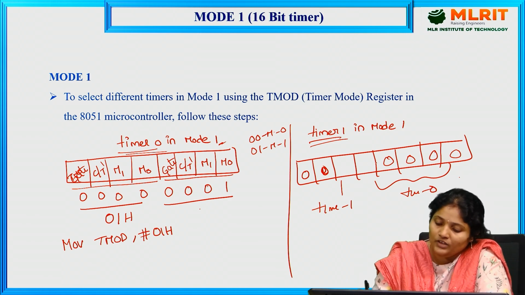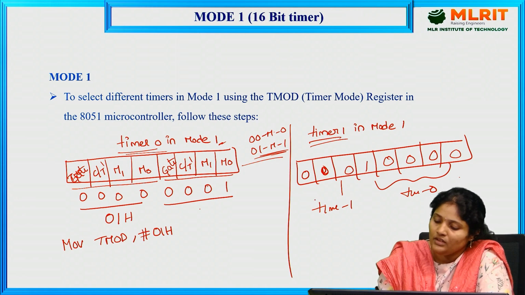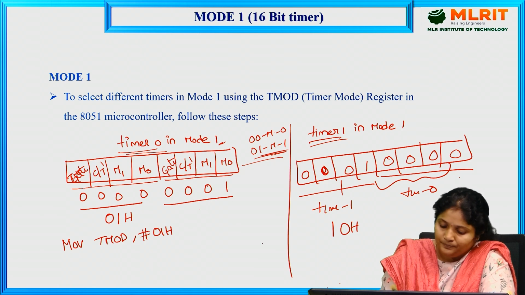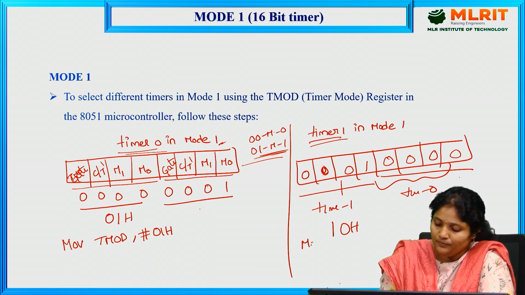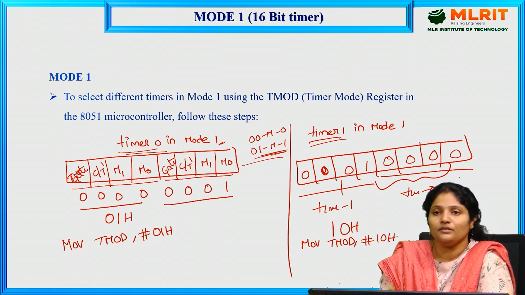So here M1 and M0, to select mode 1, I need to select 0 and 1. So what is the value here? 1 and here 0H. So if I want to select timer 1 in mode 1, I need to load the TMOD register value as MOV TMOD, comma, hash 10H, right? So this is how we will be selecting.